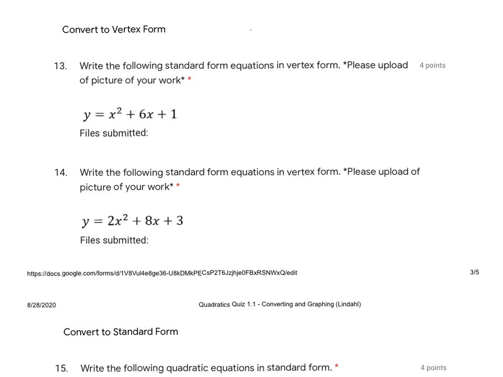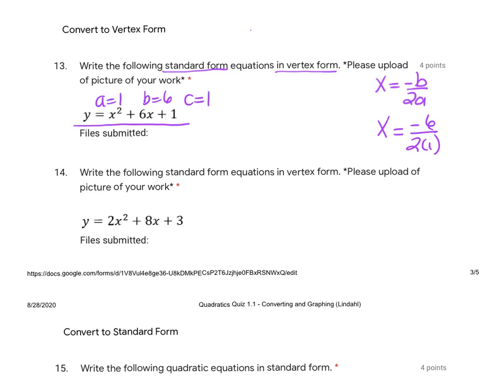All right, in this problem, it says write the following standard form equation in vertex form. So the first thing we're going to do is use this formula, opposite b over 2a. So if x equals opposite b over 2a, I know that a is 1, b is 6, and c is 1. So if I'm doing opposite b over 2a, it would be negative 6 over 2 times 1, which would be negative 6 over 2, or negative 3. So I know that the x of my vertex is negative 3.